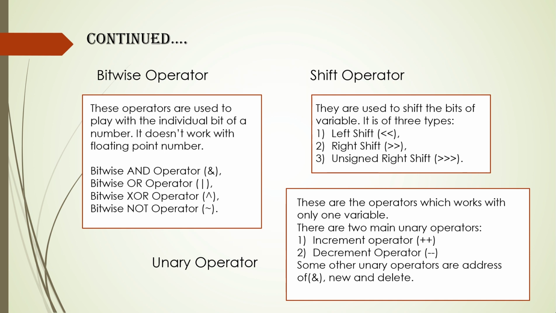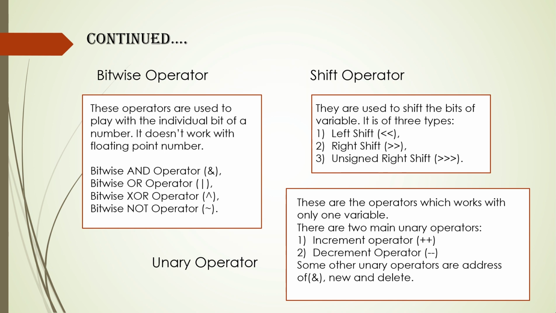Now comes the shift operator. It is used to shift the bits of the number. See, in the bitwise operator, what you do is change the bits of the number, but the shift operator is used to shift the bits of the variable. It is of three types. Left shift, represented by the double less than sign. Second is right shift, represented by the double greater than sign. Third is unsigned right shift, represented by the triple greater than sign.